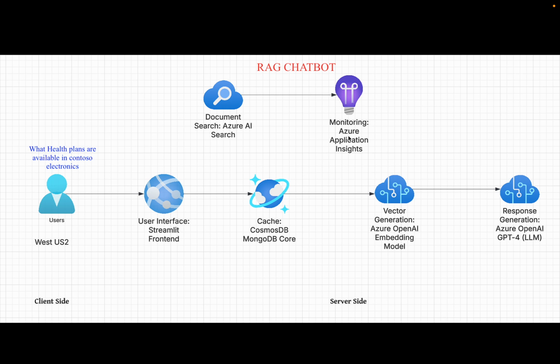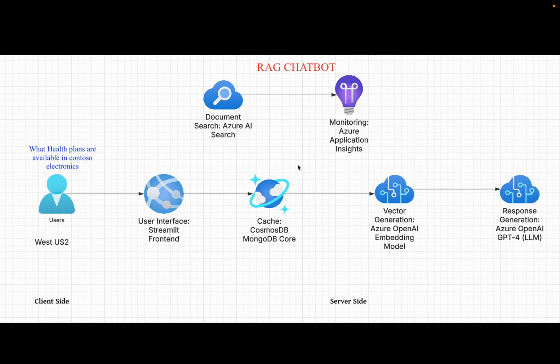Throughout this process, Application Insights plays a crucial role in ensuring system reliability. For example, a user asks what is the company's vacation policy. If there is an error in retrieving the response, Azure Application Insights logs the issues, including details like the timestamp, error code, and stack trace. This allows us to identify bottlenecks and resolve them efficiently.